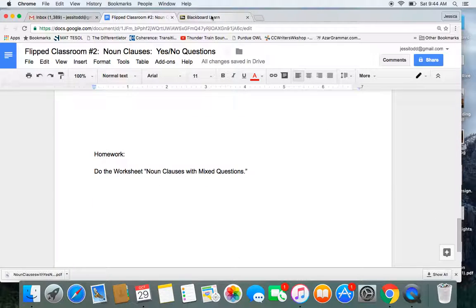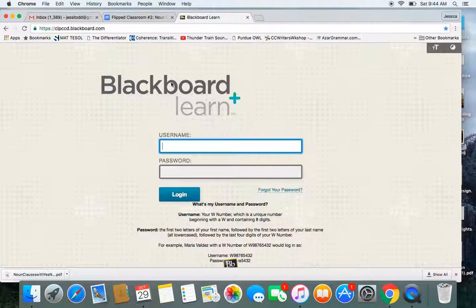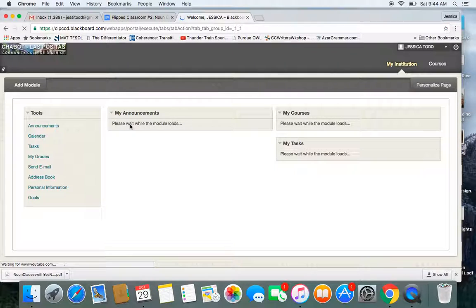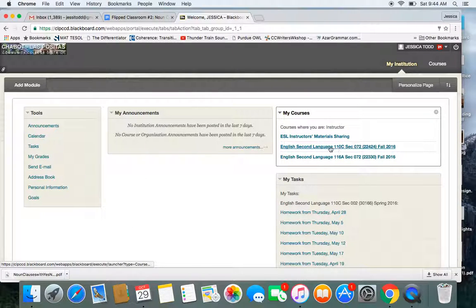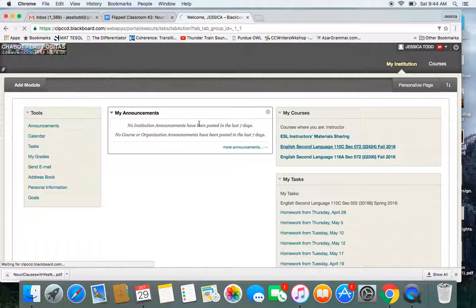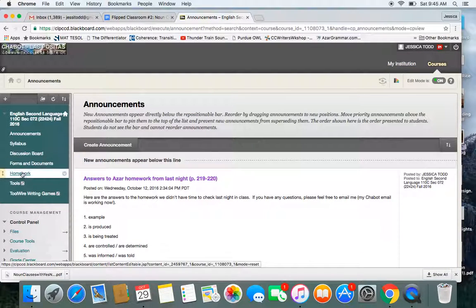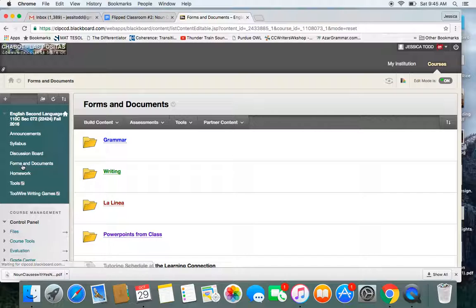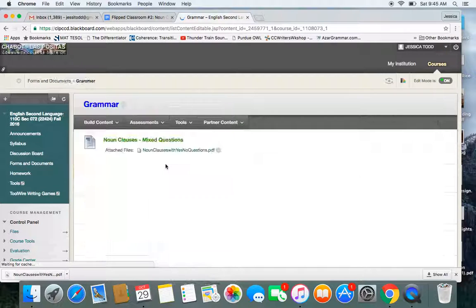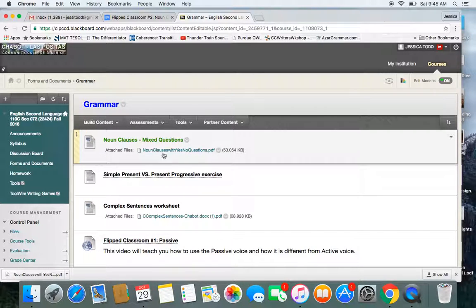So I'm going to show you how to get there. First, we're going to go to Blackboard, type in your information, okay? Choose your class, 110C. Hopefully your computer is faster than mine. And go over to Forms and Documents on the left and into the grammar box. And it's this first one right here.